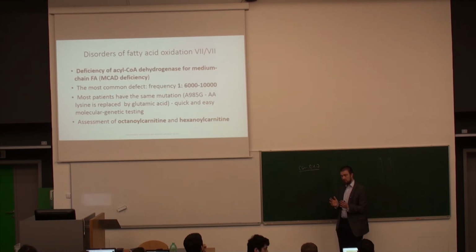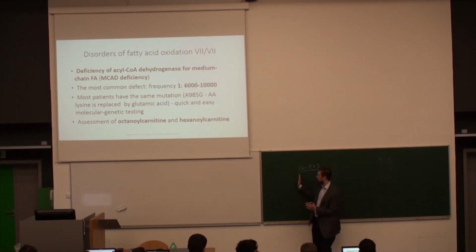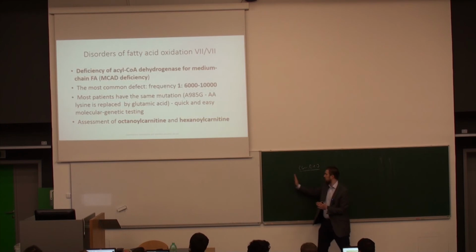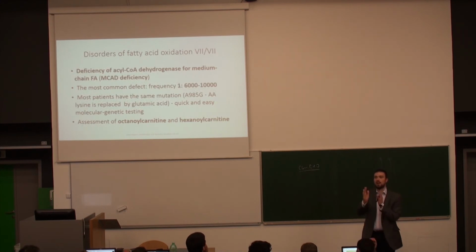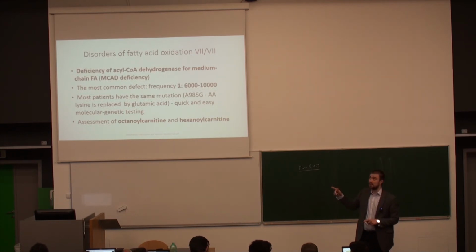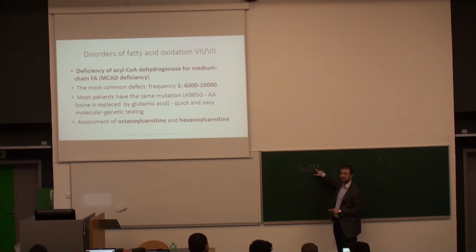If you have the short chain dehydrogenase defective, it will be this smaller one. If you have the long chain, it will be this. You said C6? C10. They have some overlap, you know. That's octanoyl, that's C8. That's C6, C8, C10.